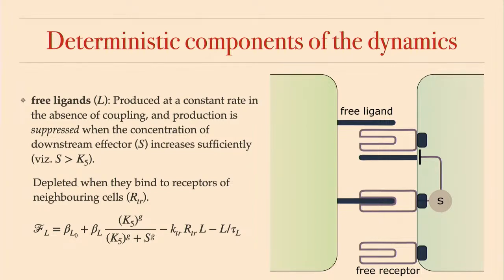Okay, so these are the free ligands. They are produced at some constant rate, and the production is suppressed when the downstream effector increases beyond some threshold. When a large number of downstream effectors are being released, that acts as a negative feedback, suppressing further production of ligands. It's almost like if you have a lot of feedback, a lot of communication, then it limits further communication. So it acts as a bottleneck, you could say, on further communication.